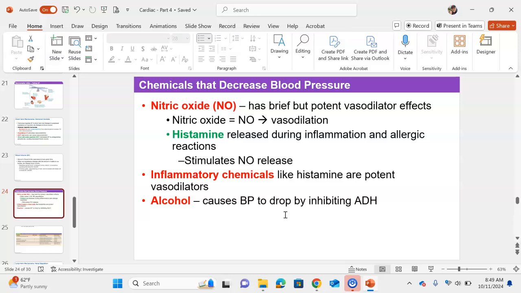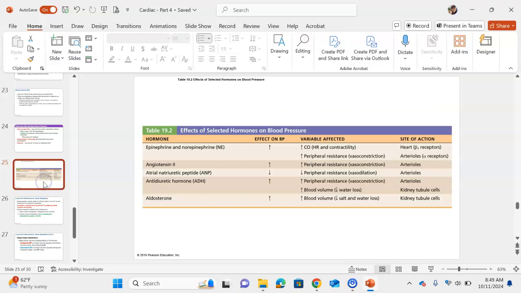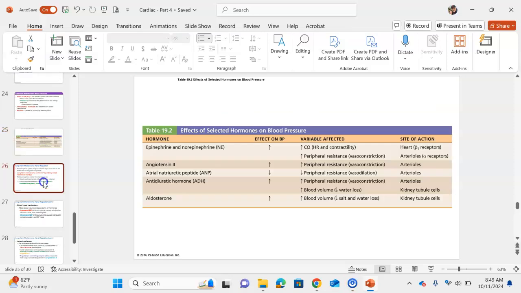But in a more long-term effect, alcohol can act as a diuretic by inhibiting the secretion of ADH. ADH is a vasoconstrictor, and ADH also stimulates the kidneys to reabsorb water. So alcohol makes you pee, essentially. And if you pee a lot, you're losing water. Okay? So alcohol can actually lower blood pressure that way. All right, let's see. Summary of chemicals there.